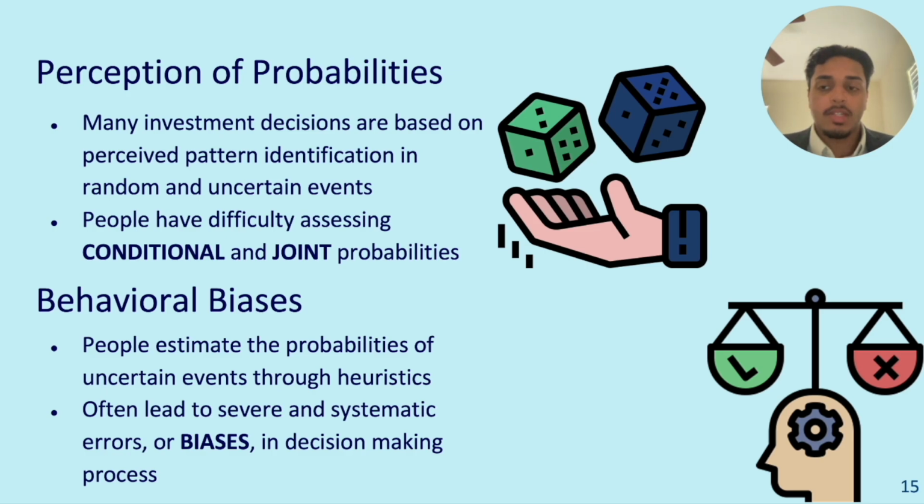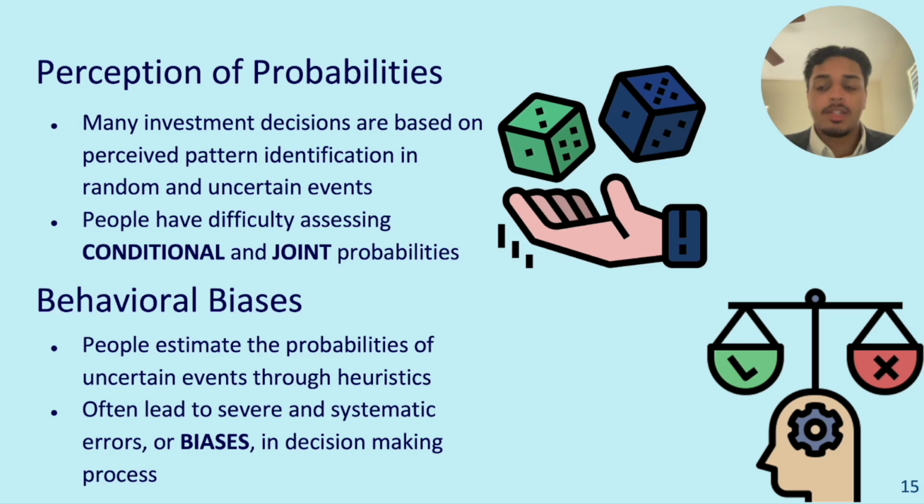People also have difficulty assessing conditional and joint probabilities. Investors often struggle with understanding the likelihood of multiple events occurring together. This leads to the mispricing of risk, overestimating rare events, and poor portfolio diversification. An example of this is an individual misinterpreting how one economic event influences another, leading to flawed investment strategies.